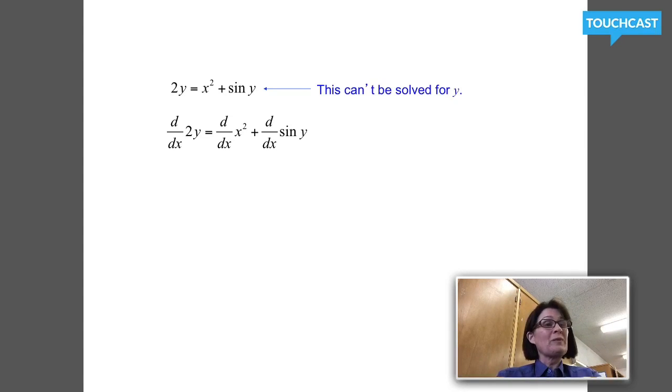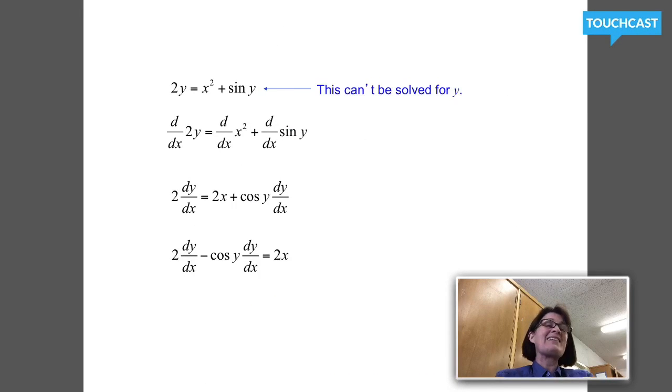The derivative with respect to x of sine of y is going to be the derivative with respect to y of sine y, which is cosine y, multiplied by dy/dx. So I have my next step. And notice I have not labeled this dy/dx. If I had an isolated y and I took its derivative with respect to x, I would have dy/dx. But what I have here is not that.